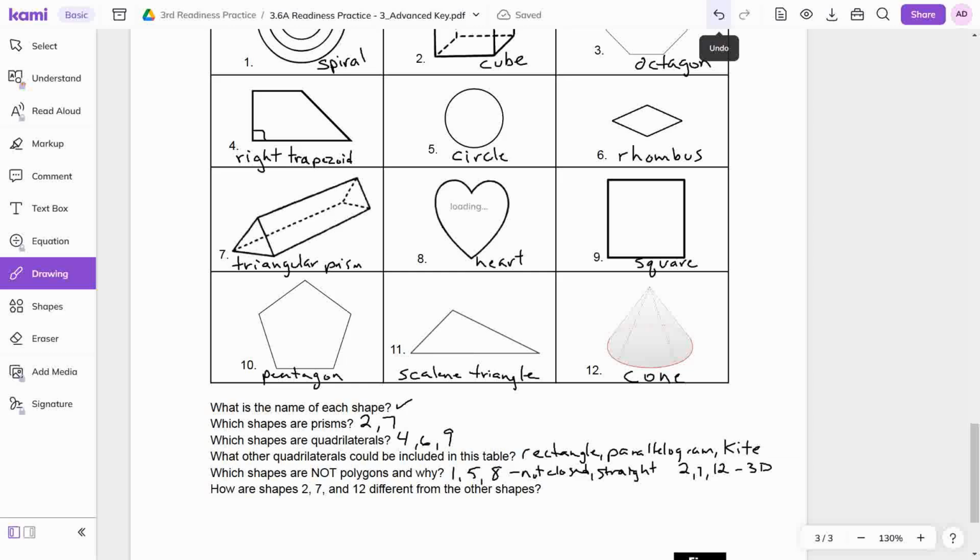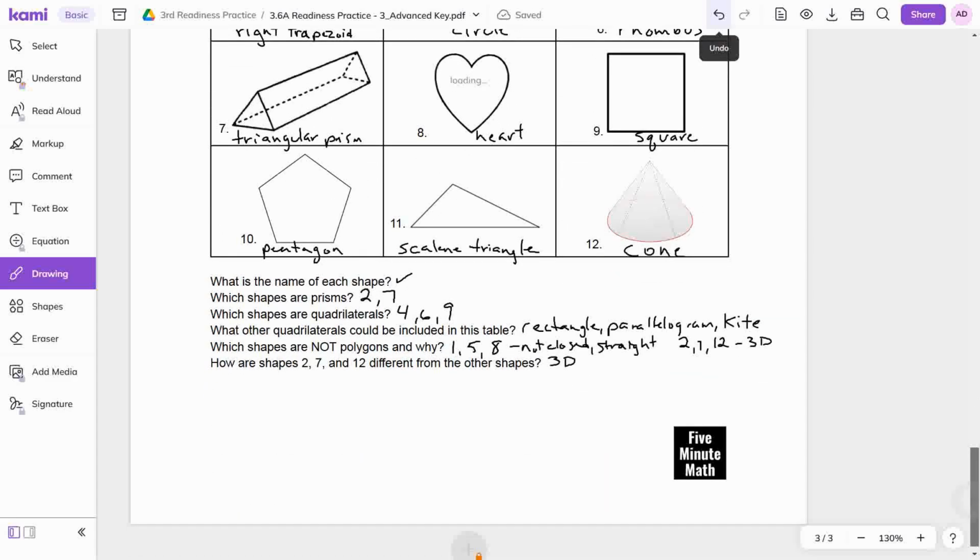And then how are 2, 7, and 12 different from the other shapes? They are 3D. So we basically have already answered that. So those are your answers for that one.